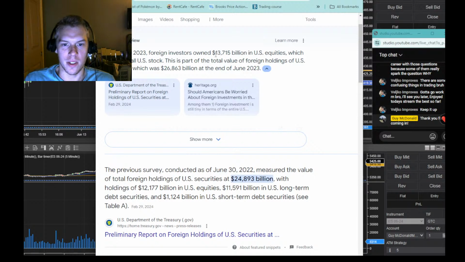Okay, they own 6%. So foreign investors owned 13 trillion of the U.S. equities, which is 6% of all stocks. But that was a year ago though. I wonder if that's changed. Yeah, but not really too much. You would be surprised how fast China's been buying up equity across Africa. I don't know, but I'm curious.